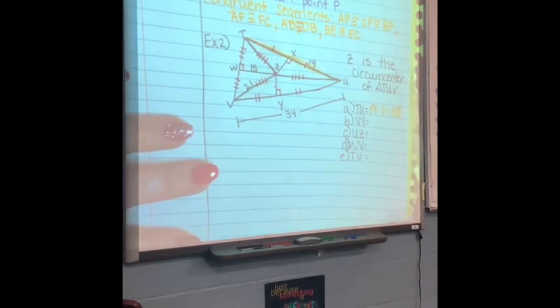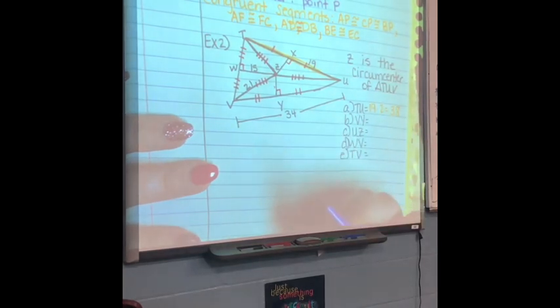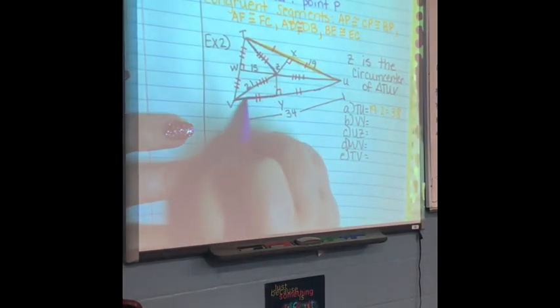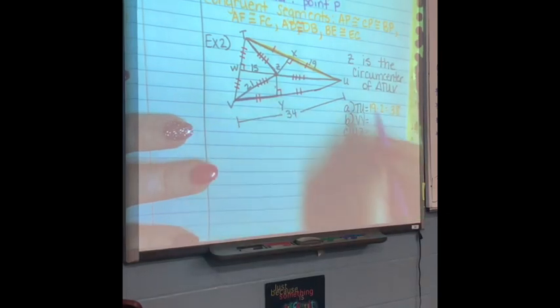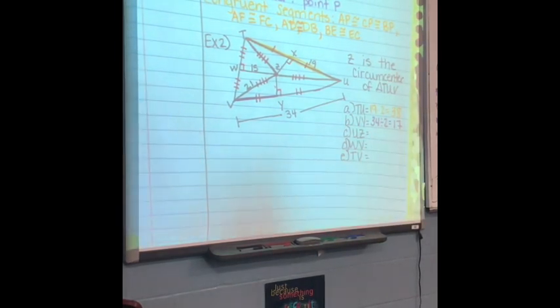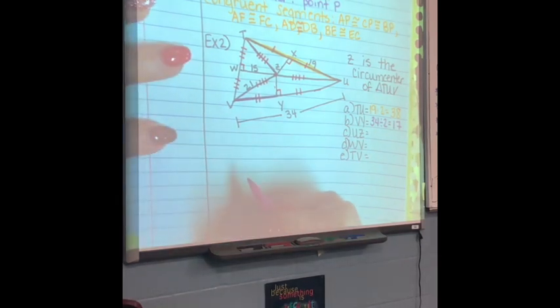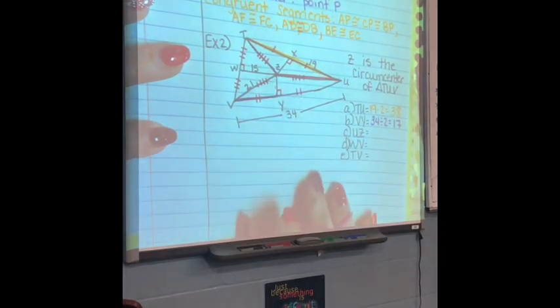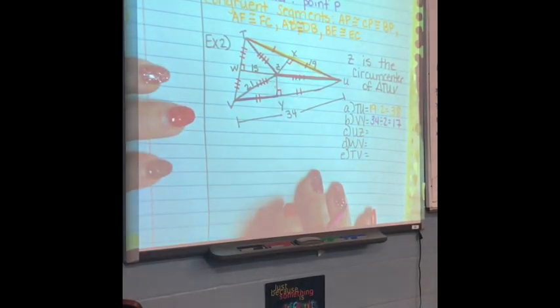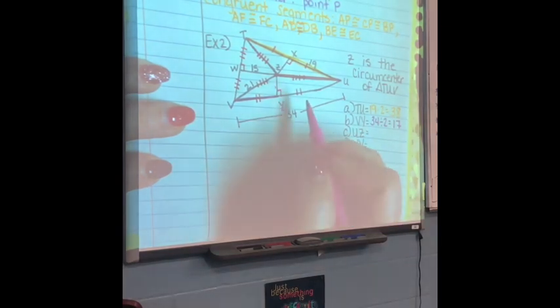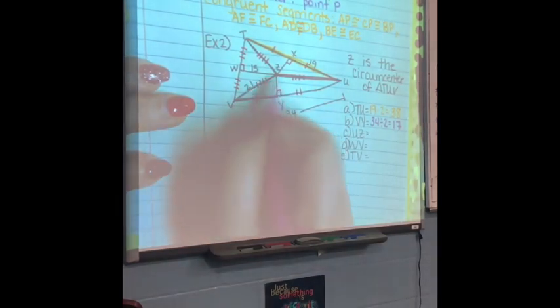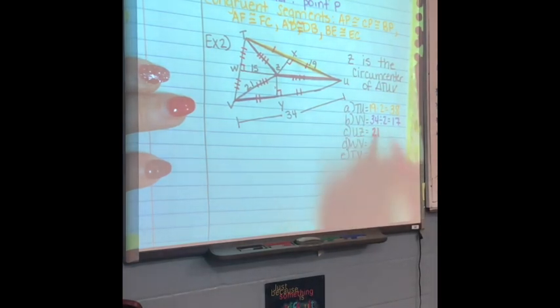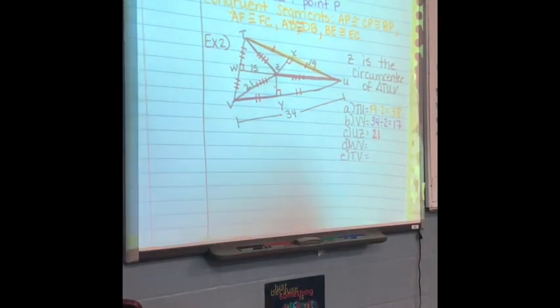Okay. Now I'm looking for VY right down here in this corner. 34 divided by 2. I'm going to do 34 divided by 2, and I get... All right, somebody different. Tell me about UZ right here in the middle. It's going to be the same as who? VZ. So VZ's 21, so UZ's 21. Okay.